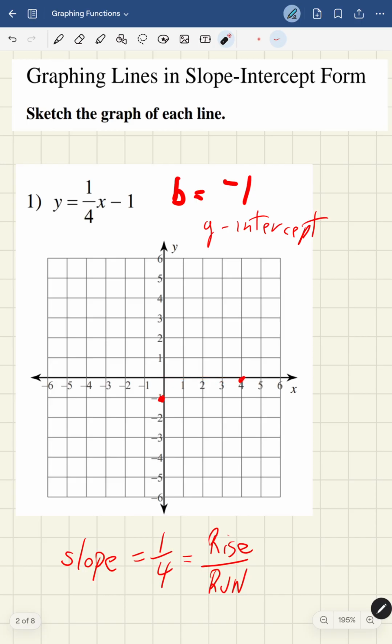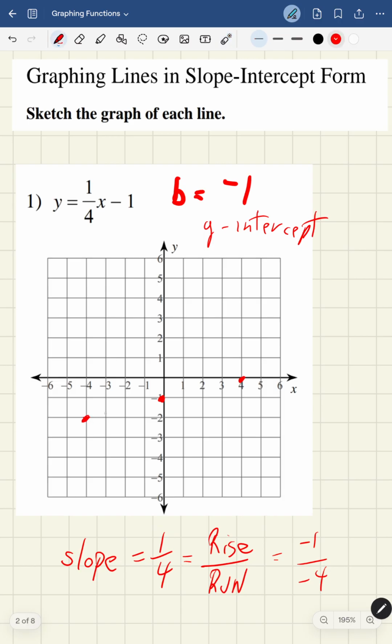And now remember that I can also go -1 over -4. That's also equal to 1/4. So if I start over here and I go down 1, now I'm going down 1 and left 4. So down 1, left 4. 1, 2, 3, 4. Down 1, left 4. 1, 2, 3, 4. So I have another point right there. So let's put that point right there.